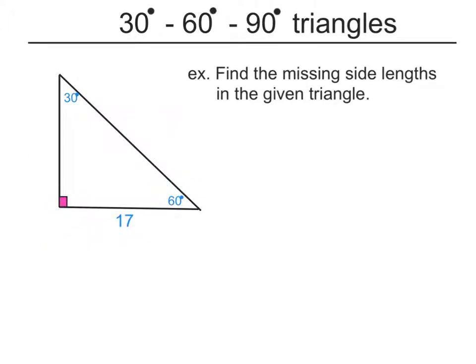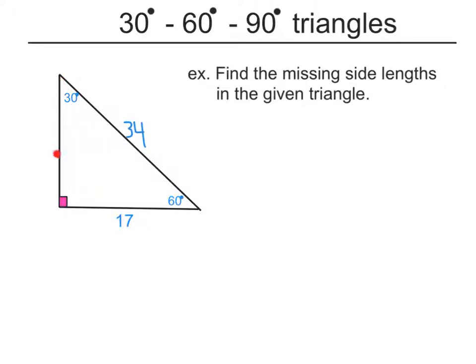What if this time I'm given the side across from the 30 as 17? Well, now how do I figure this out? Okay, here's what I know. I know that across from the 30, that is half of the full side. So 17 times 2 gets me a side length of 34, and therefore my hypotenuse must also be 34.